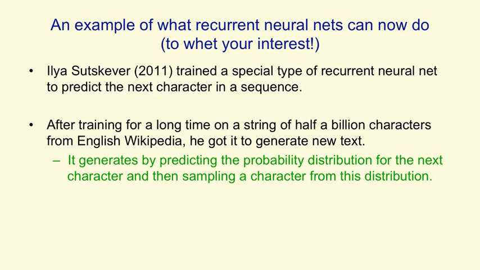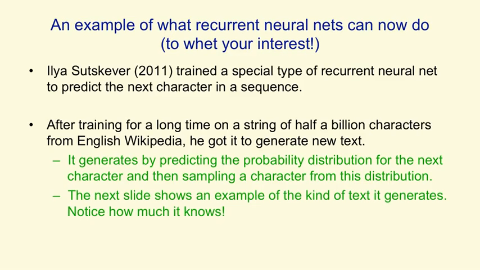But if you pick from the probability distribution, so if it says there's a 1 in 100 chance it was a Z, you pick a Z 1 time in 100, then you see much more about what it's learned. The next slide shows an example of the text that it generates. And it's interesting to notice how much is learned just by reading Wikipedia and trying to predict the next character.